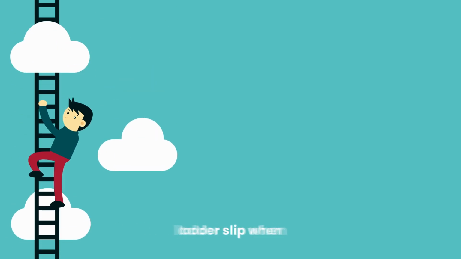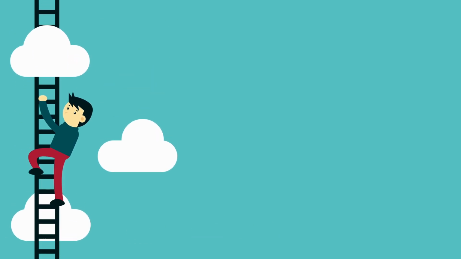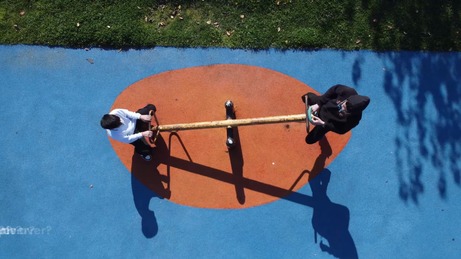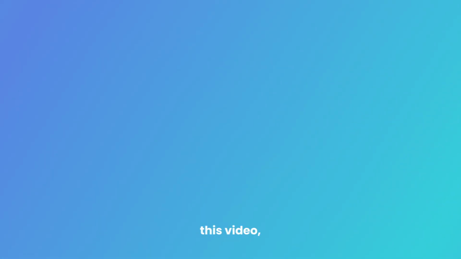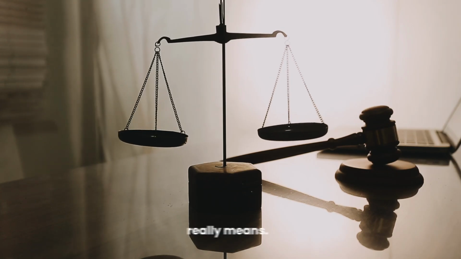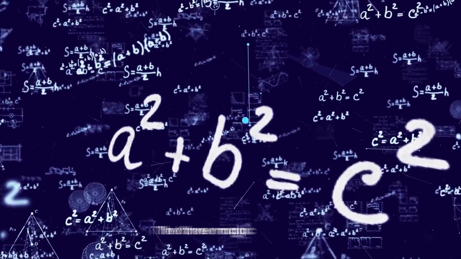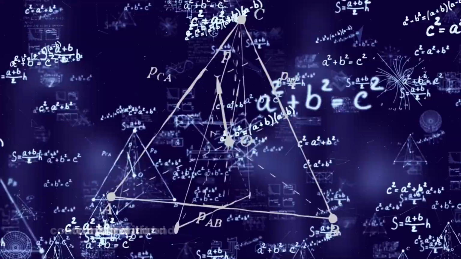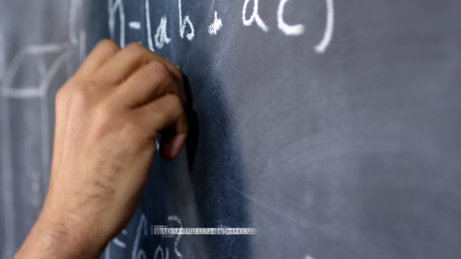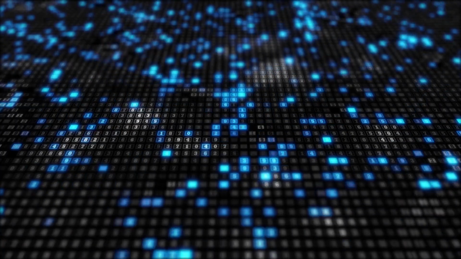Why doesn't a ladder slip when you climb it? Or a seesaw topple over? It's all because of a key physics concept called static equilibrium. By the end of this video, you'll understand what equilibrium really means, the three magic equations that control it, and how to look at a problem and know if you even have enough information to solve it.